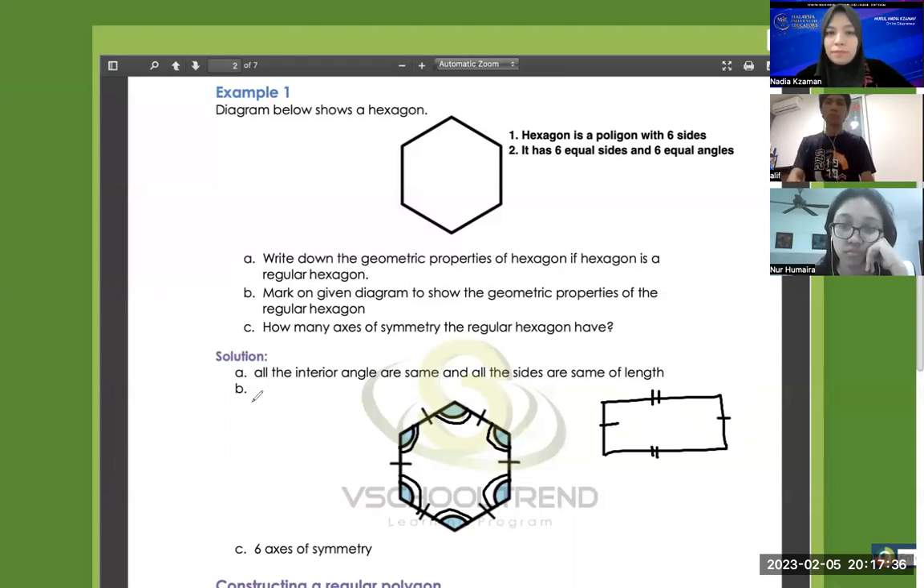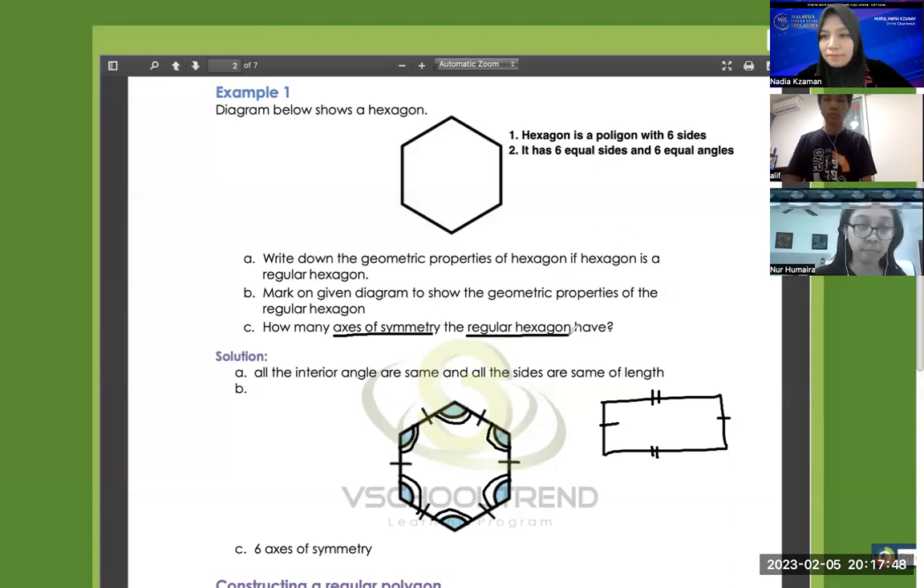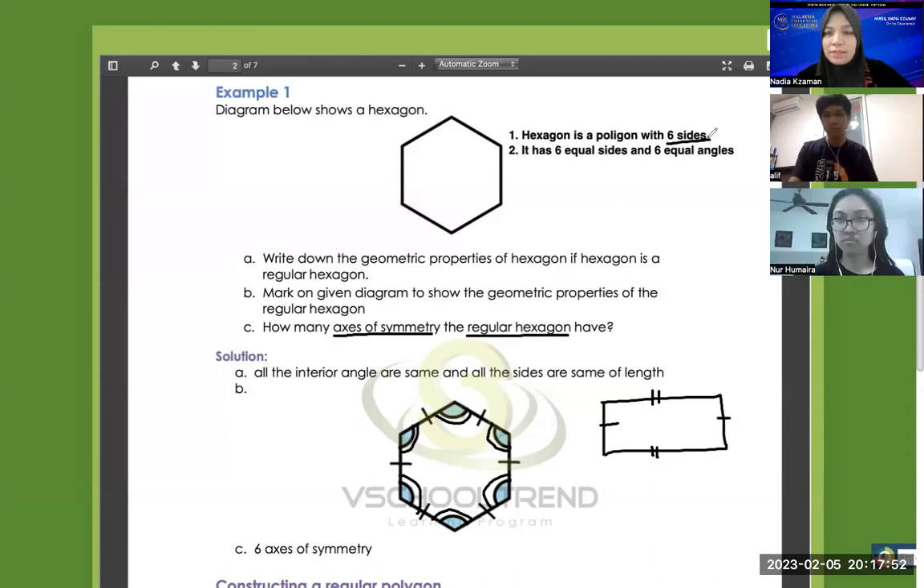Okay? And then the next one is, how many axes of symmetry does a regular hexagon have? Six. Yes, because we have six sides, so we have six axes of symmetry as well.